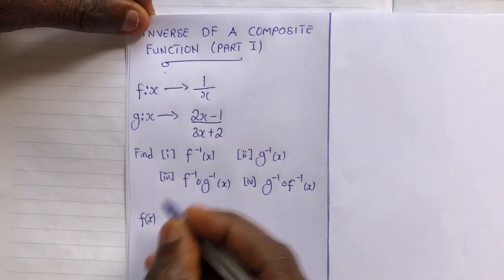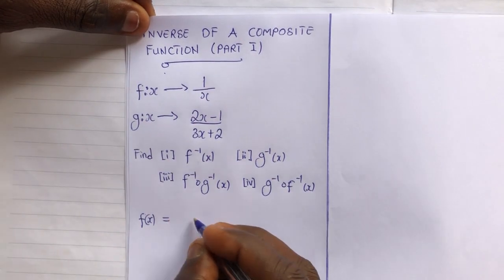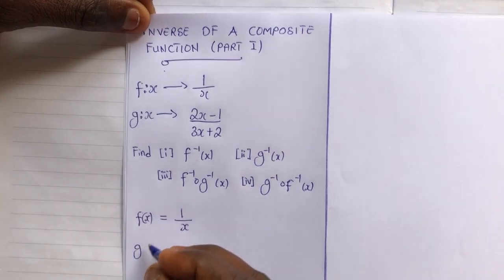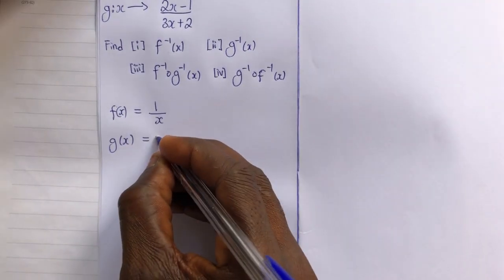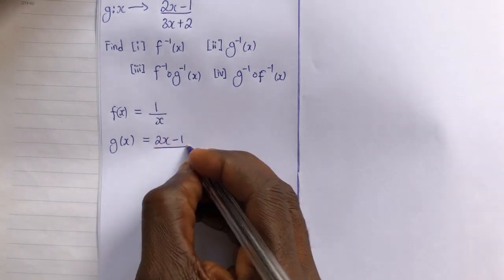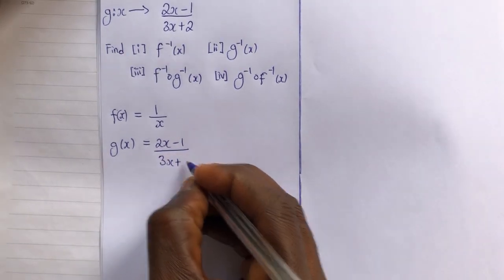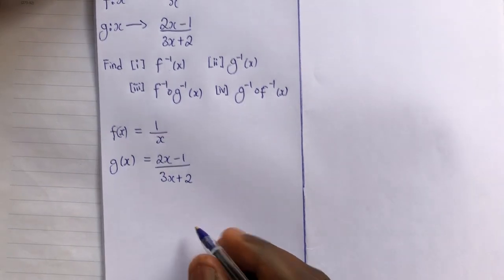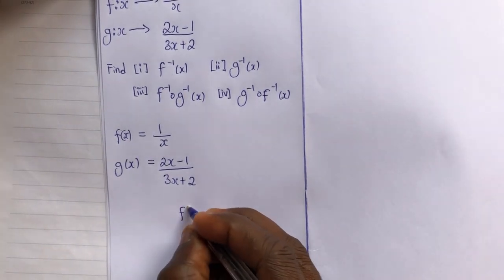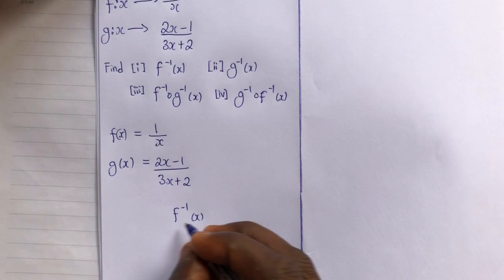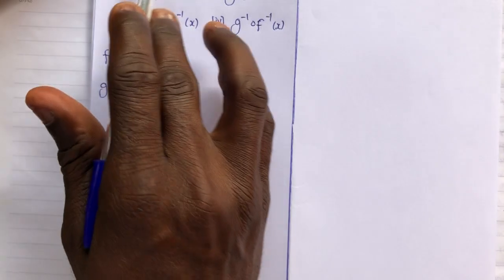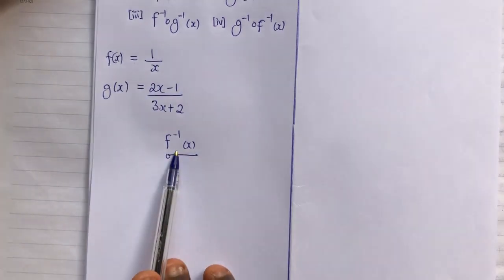So the first thing we need to do is to write our equation. f of x, we change it from this form to f of x equals 1 out of x. Then our g of x equals 2x minus 1 out of 3x plus 2. So this is what has been given to us, and we are told to find f inverse. So first let's work on f inverse of what? x.